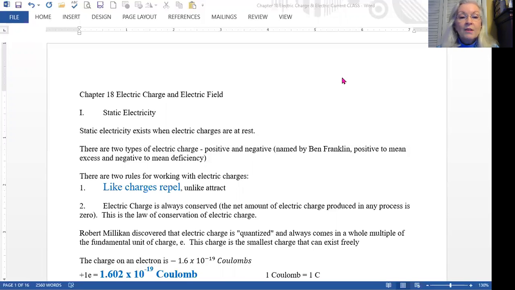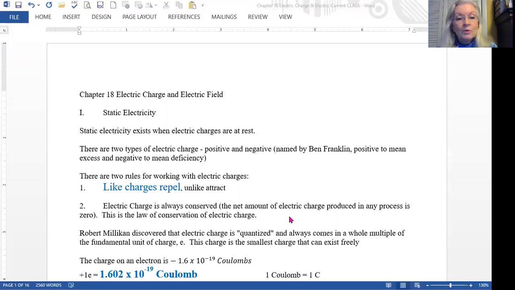So we've got two types of electric charge, as you well know, positive and negative. And when we work with charges, we want to remember two fundamental rules. One rule is that like charges will repel and unlikes will attract. And so that means that if you have two positive charges, they're going to repel. Two negative charges, they'll repel. But a positive and a negative charge will attract each other.